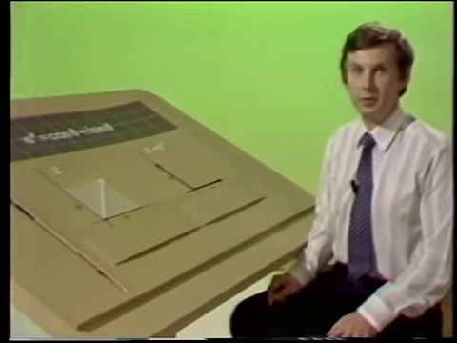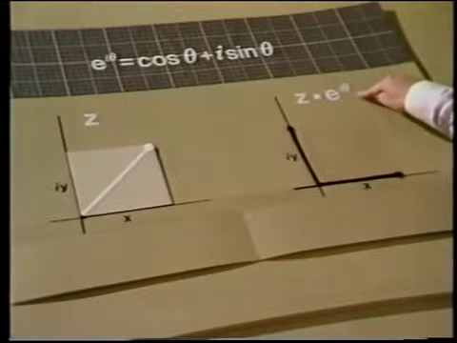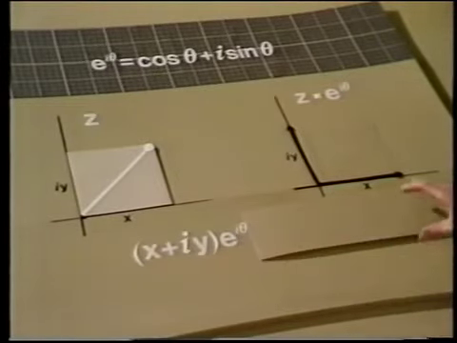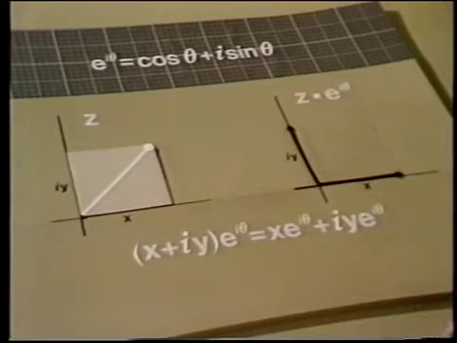We've just said that this exponential form is useful when dealing with multiplication. To see that, let's take any complex number z and multiply it by e to the I theta. Well, we can write z in its Cartesian form. And multiplying out, we get these two terms, x and iy, both multiplied by e to the I theta.